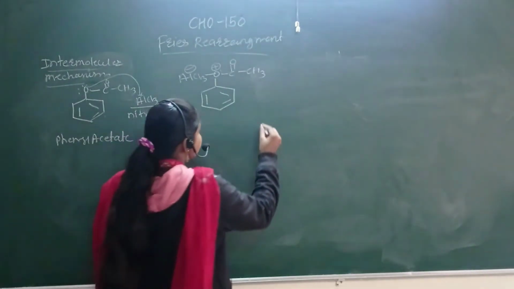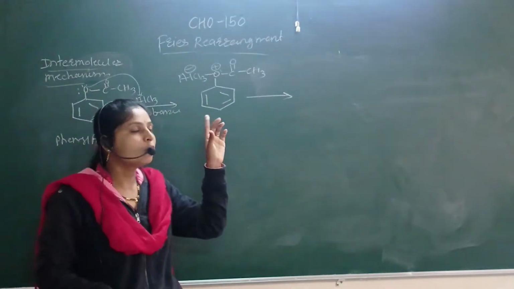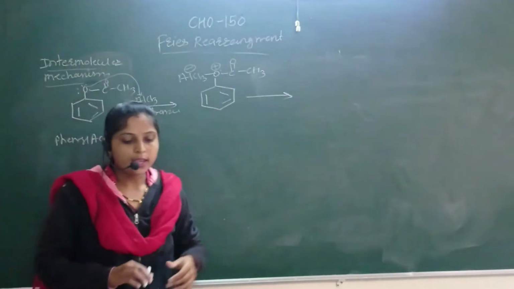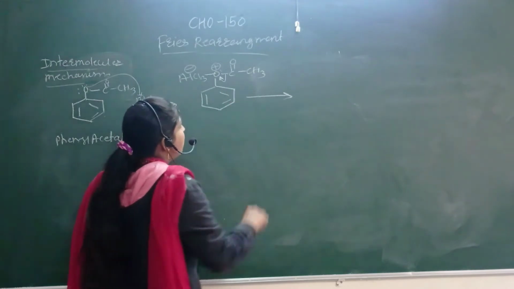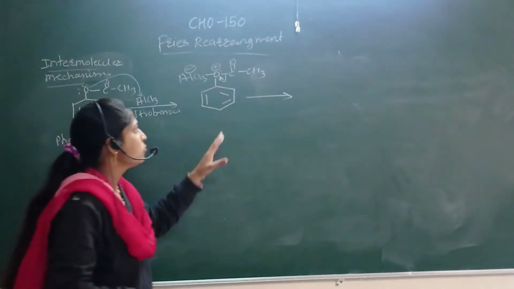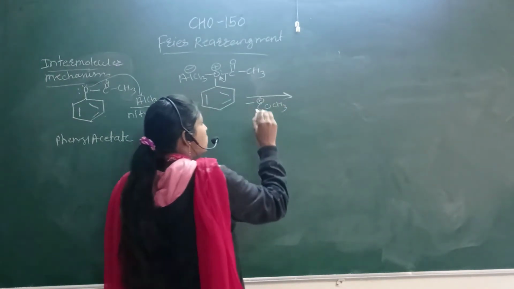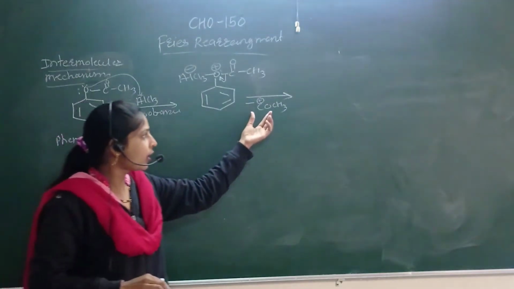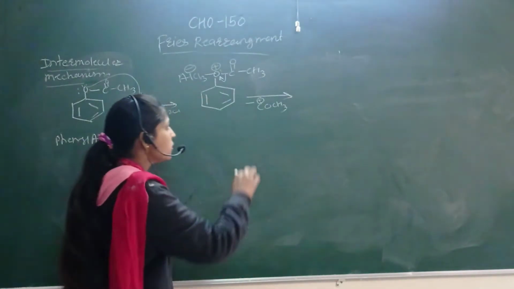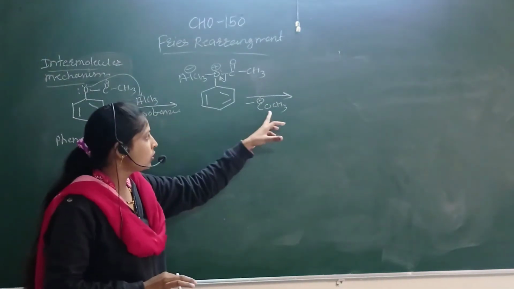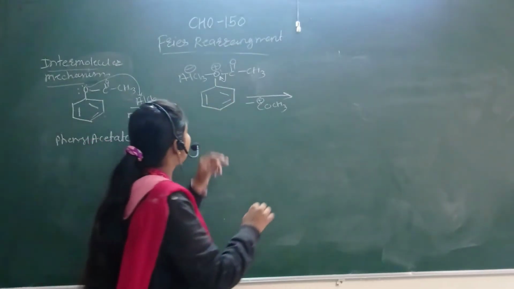So in the next step, the oxygen has two lone pairs, one lone pair used for bond formation and one remaining as it is. In the next step this bond can break and stabilize the positive charge over the oxygen atom. So the COCH3 departs, in the form of COCH3 plus, because this carbonyl carbon also carries a positive charge. It is not always a negative charge formation. So this is the rearrangement.